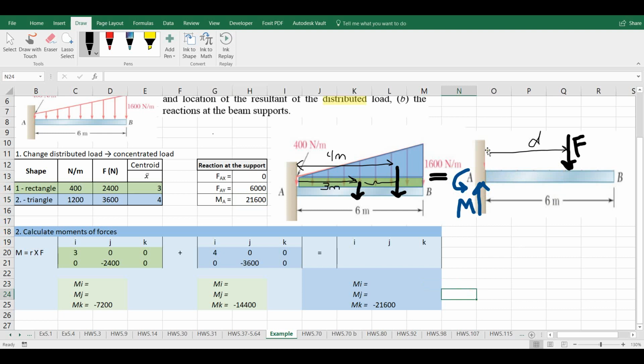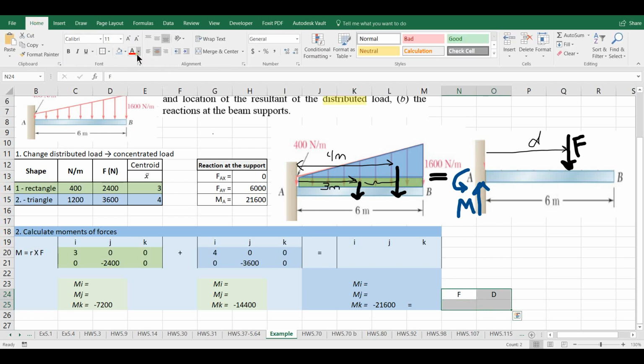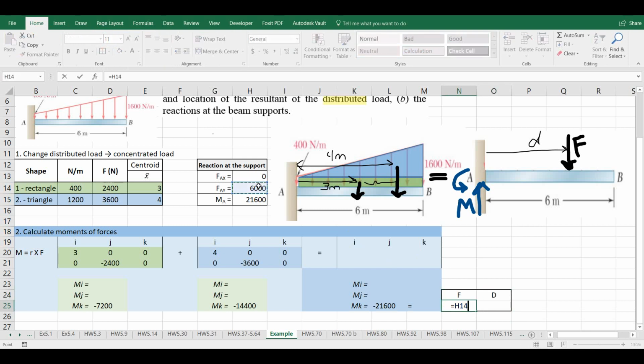And we also want the distance for this equivalent load. Okay, so this moment is equal to the force times the distance. Okay, so let me just make a quick little table here. So our equivalent force is this guy right here, and that would mean our distance is equal to the moment divided by our force. 3.6 meters.